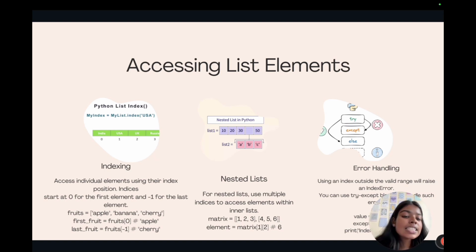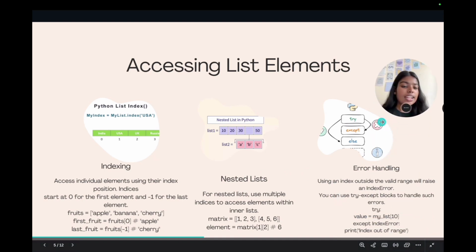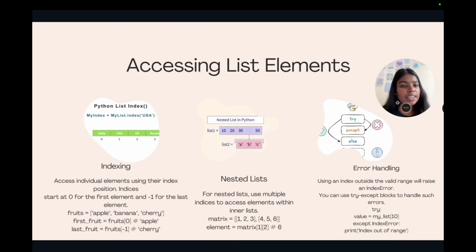And the last is error handling. Using an index outside the valid range will raise an IndexError. You can use a try except block to handle such errors. Here I have taken an example, that is try value = mylist[10]. I am taking the example of fruits, there are only elements up to second index. So the index 10 is out of range. So it will go to except IndexError, print index out of range.